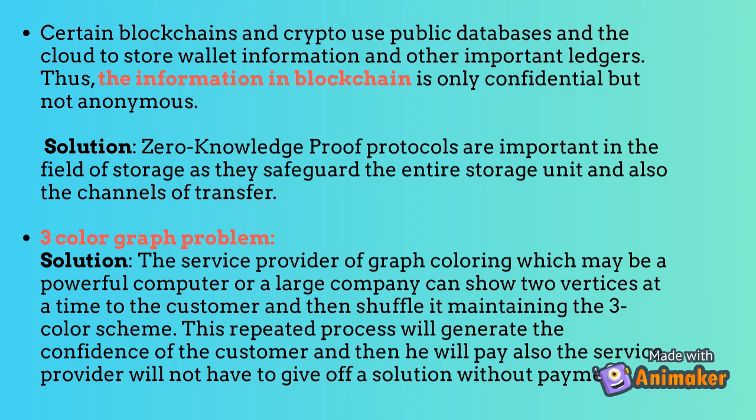3-color graph problem. Solution. The service provider of graph coloring, which may be a powerful computer or a large company, can show 2 vertices at a time to the customer and then shuffle them, maintaining the 3-color scheme. This repeated process will generate the confidence of the customer, and then he will pay. Also, the service provider will not have to give away a solution without payment.